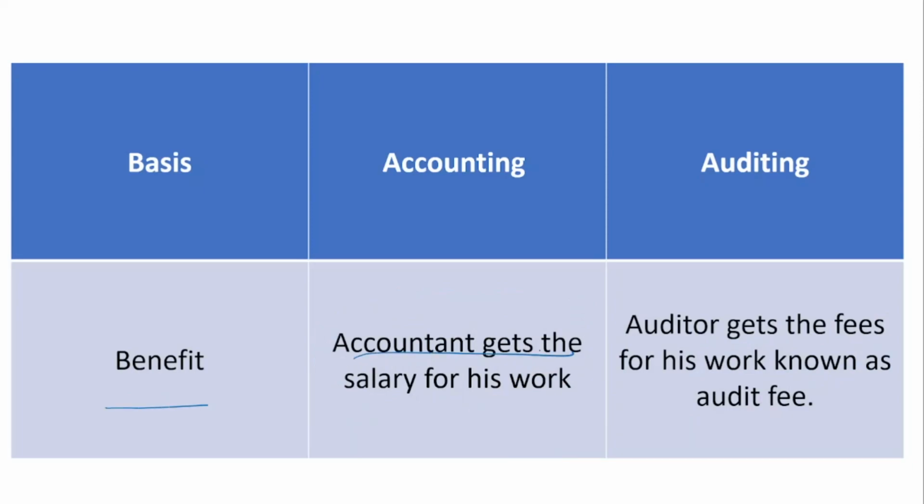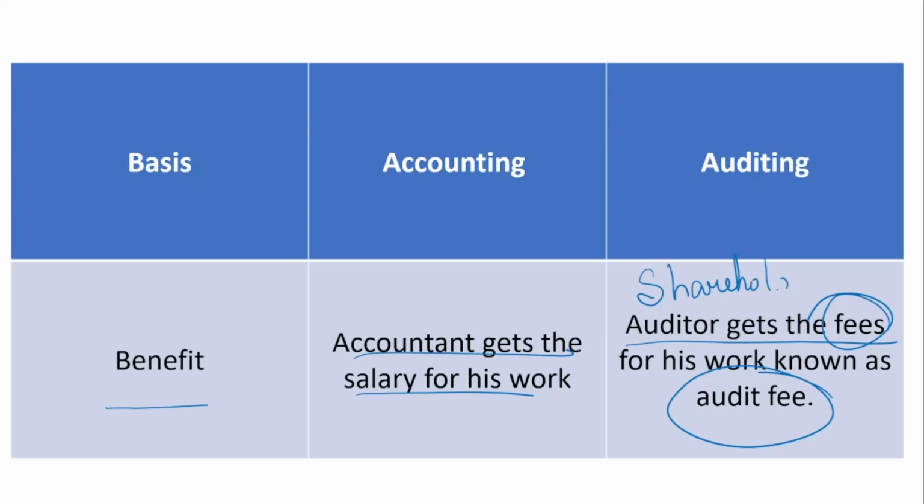Benefit: the accountant gets a salary for his work. Okay, so the accountant gets a monthly salary, but the auditor will get a certain amount called fees. It is called the audit fee. So before appointment, the shareholders will have a meeting with the auditor. Both will sit together and discuss a certain amount of fees. Once the auditor finishes the audit work of a company, whatever audit fee he needs to get will be paid to him.